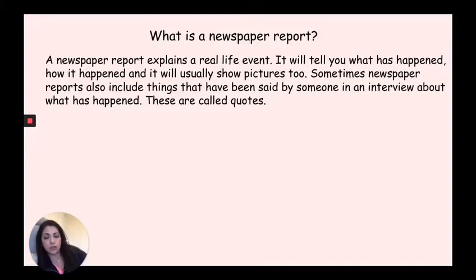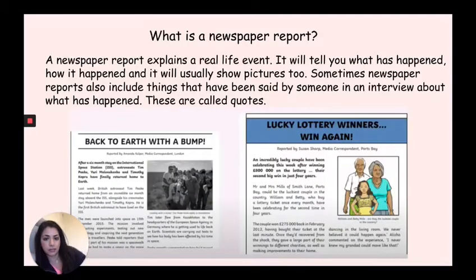these are called quotes. So here we have two examples of what newspaper reports look like. So here we have one about some astronauts that had returned to the Earth, and there's a big title there, picture, and some writing. And here we have one about someone that's won the lottery for the second time. And again, there's a picture, some writing, and there's a big title in capital letters.